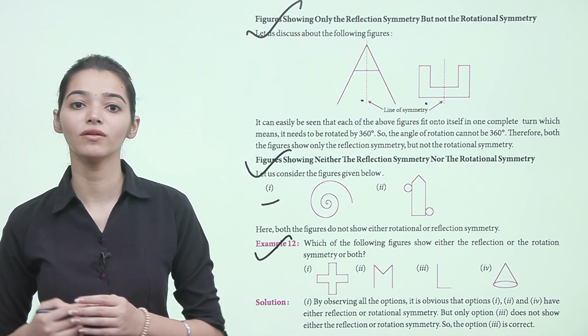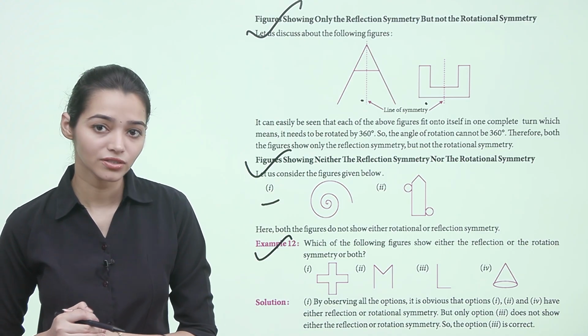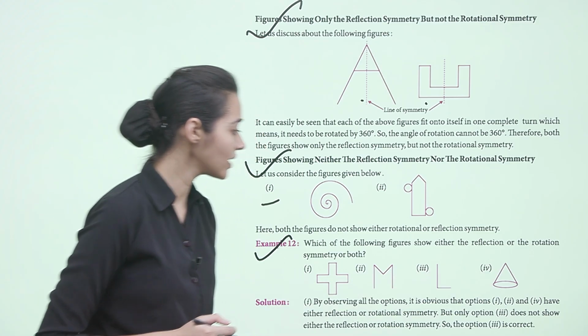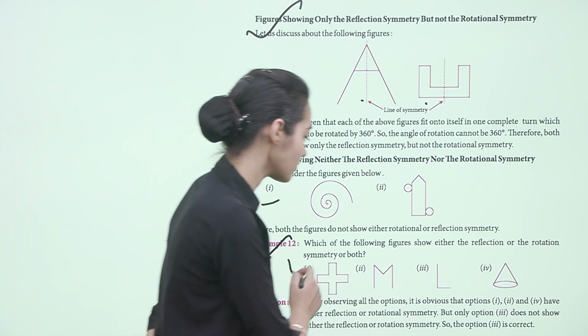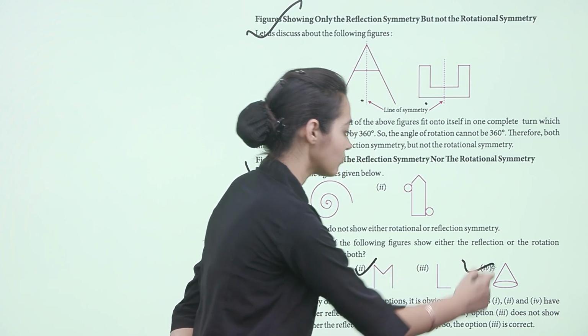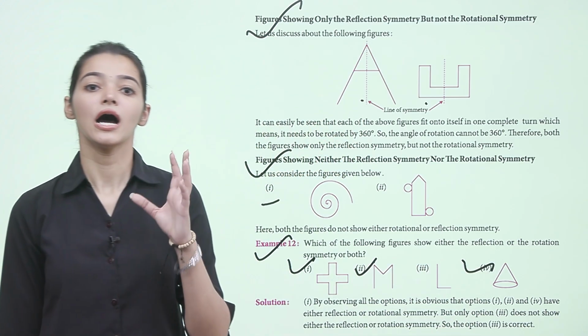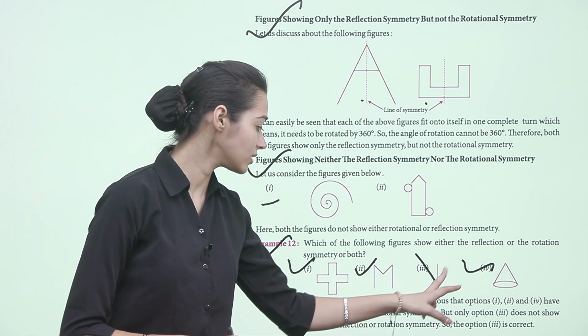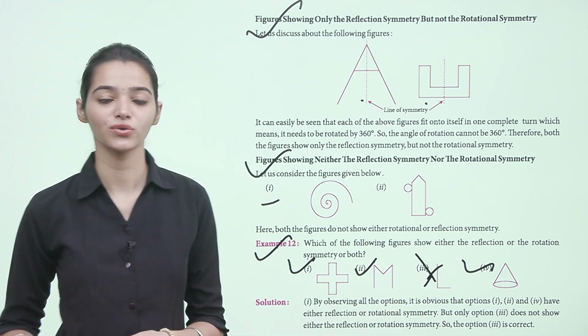In example number 12, which of the following figures show either reflection or rotational symmetry or both? By observing all the options, we have seen that it is obvious that first, second and fourth show either rotational or reflection symmetry, but the third option shows neither reflection nor rotational symmetry.